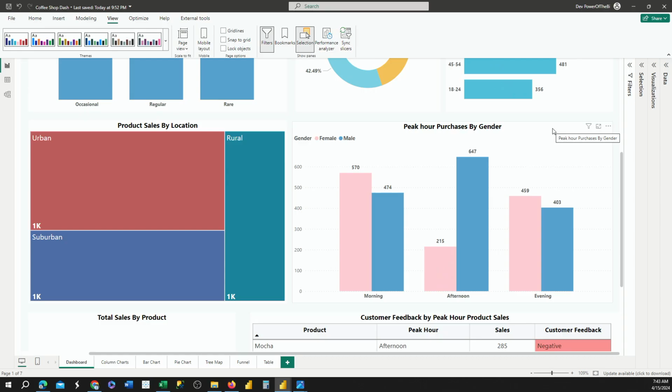This is a report that I actually created from scratch and am using to teach in my Power of the BI.com class. So, with that said, we're going to move over to Power BI and continue to look at this particular report.